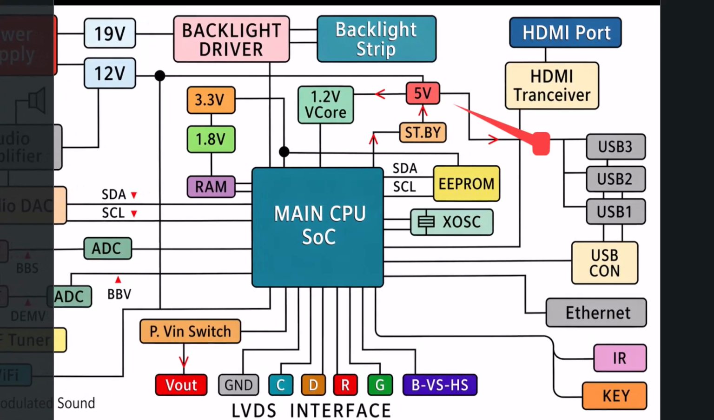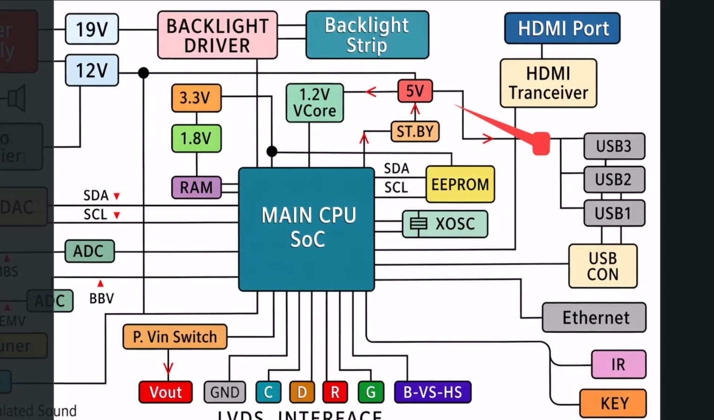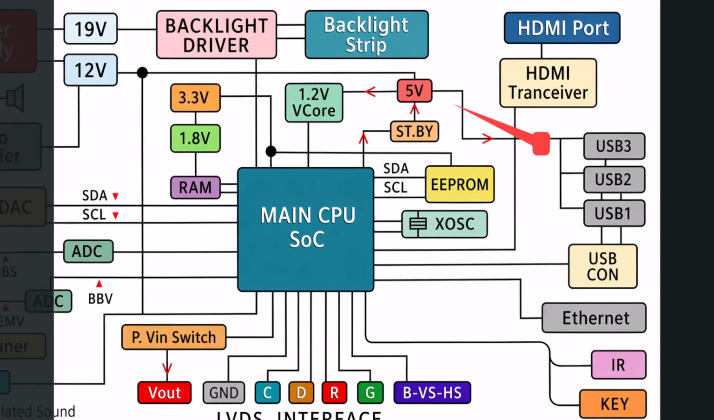From there, or from the main power rails, we have further, highly precise step-downs creating a 3.3 volt line, a 1.8 volt line, and a critical 1.2 volt V-core line. These lower voltages are the lifeblood of our memory and processing units.